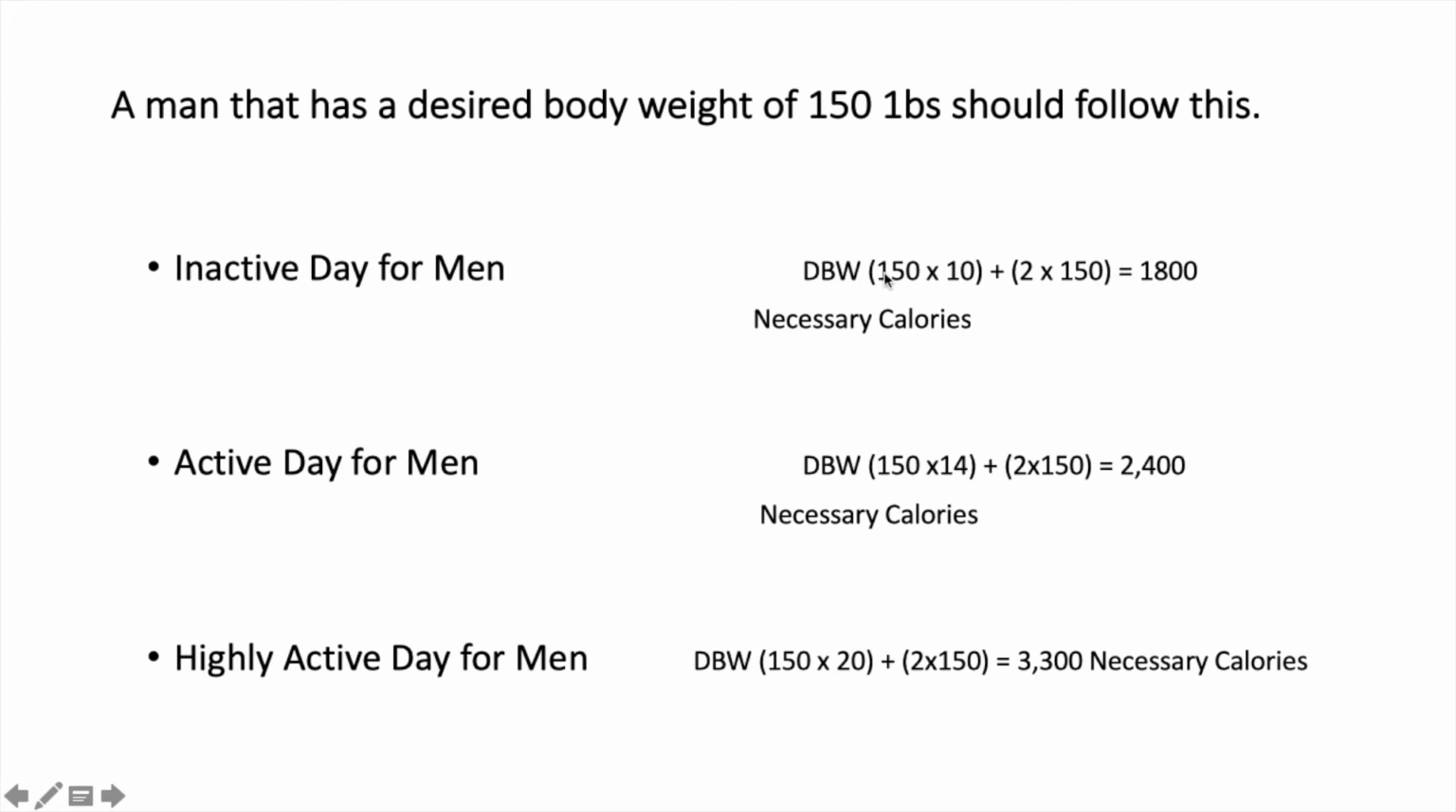Here's an example. If a man wants to weigh 150 pounds, he's going to take 150 multiplied times 10, just like the ladies, but he's going to add double that amount of weight. So he's going to take 2 times 150. So it's going to show 1,800 calories for that particular day. Now, for an active day, same formula, 150 times 14 plus double 150 equals 2,400 calories. On a highly active day, it's going to take 150 times 20 and add double 150 to it, and he's going to come up with 3,300 calories for that day.